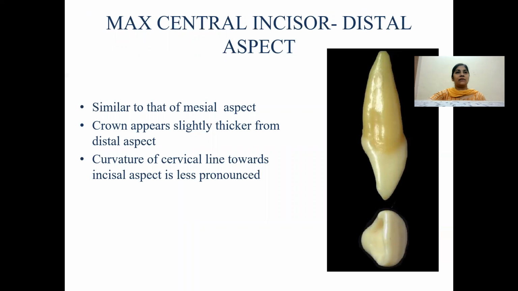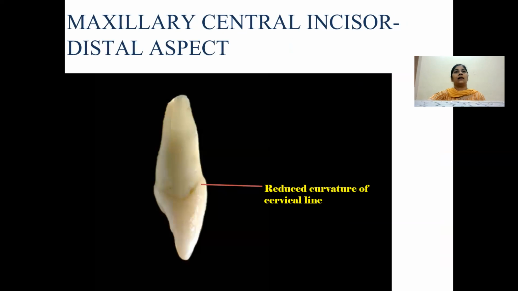Now coming to the distal aspect, it is similar to that of the mesial aspect, and the crown appears slightly thicker from the distal aspect. Curvature of the cervical line is less pronounced. In the maxillary central incisor, distal aspect, you can see the raised curvature of the cervical line. Even though it appears bulkier from this aspect, the developmental depression is seen on the mesial aspect, but it is not visible on the distal aspect.